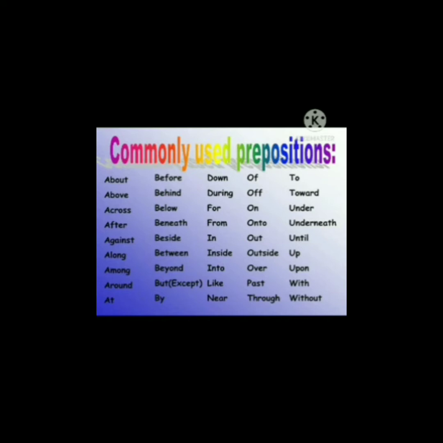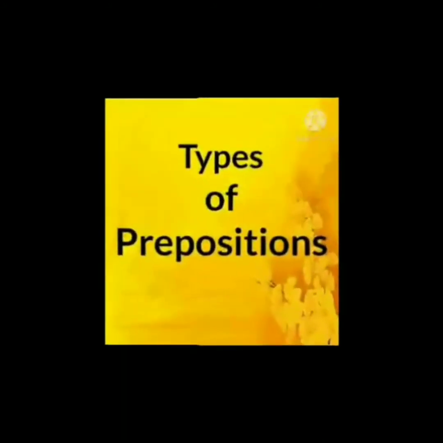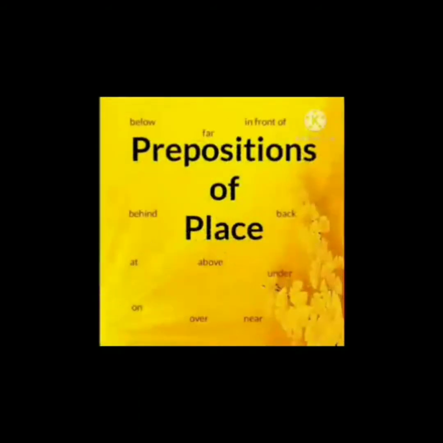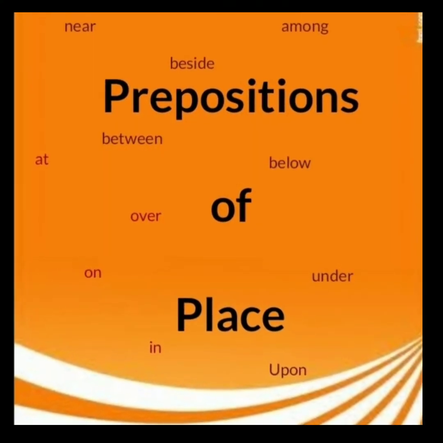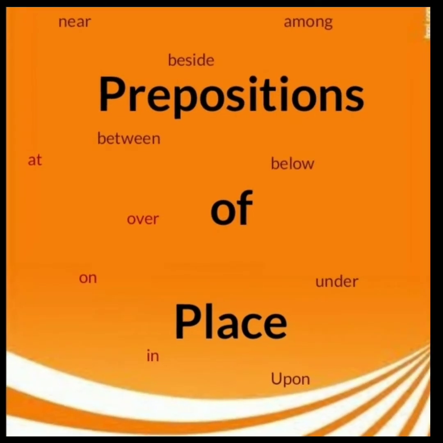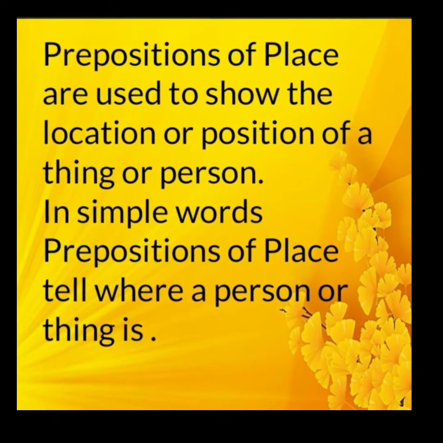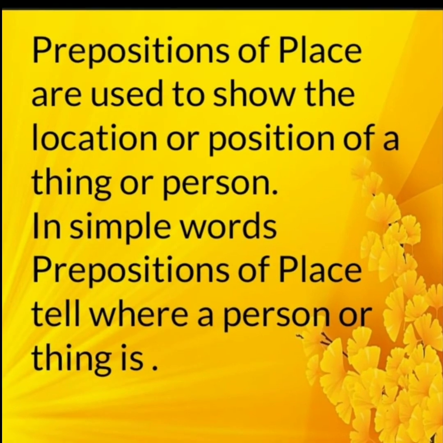These charts show the commonly used prepositions. Maximum of the prepositions fall under the category of prepositions of time, prepositions of place, prepositions of direction. In this video, we will discuss the prepositions of place. Prepositions of place are used to show the location or position of something or someone. In other words, we can say that prepositions of place tell where a thing or person is.